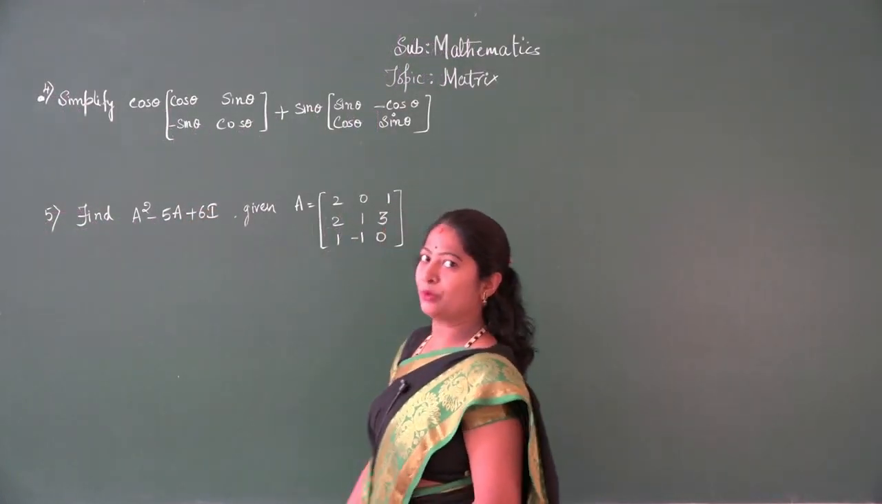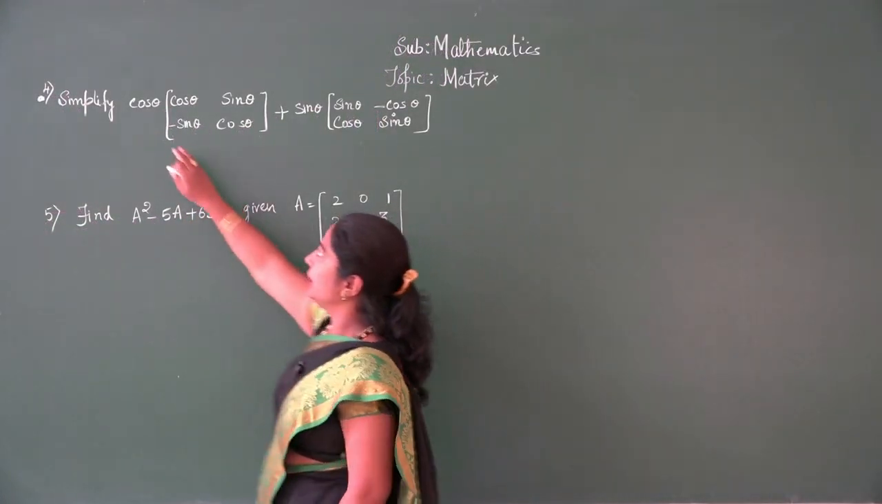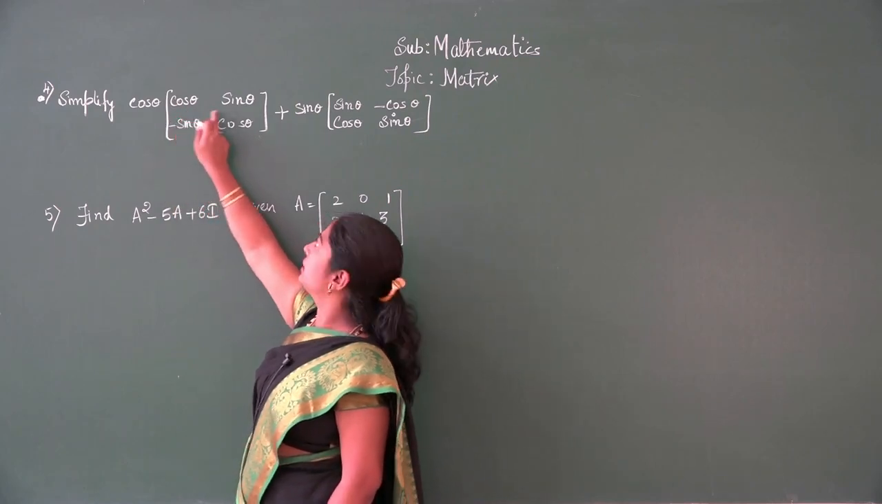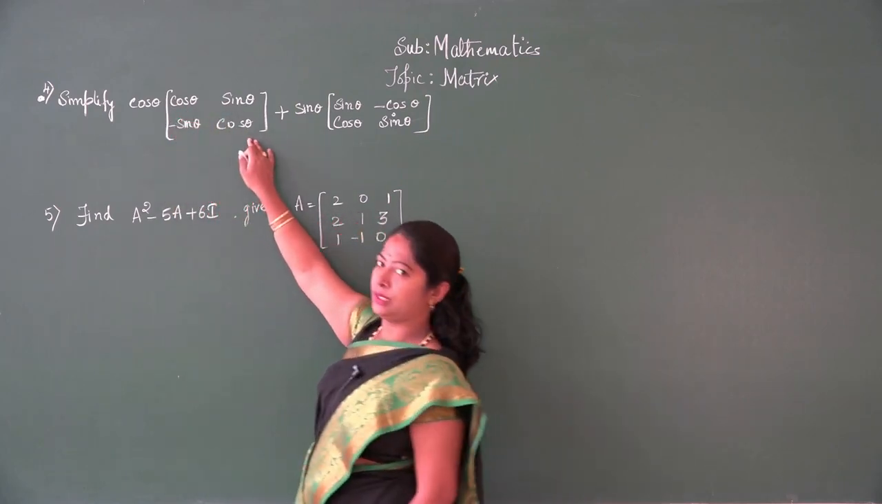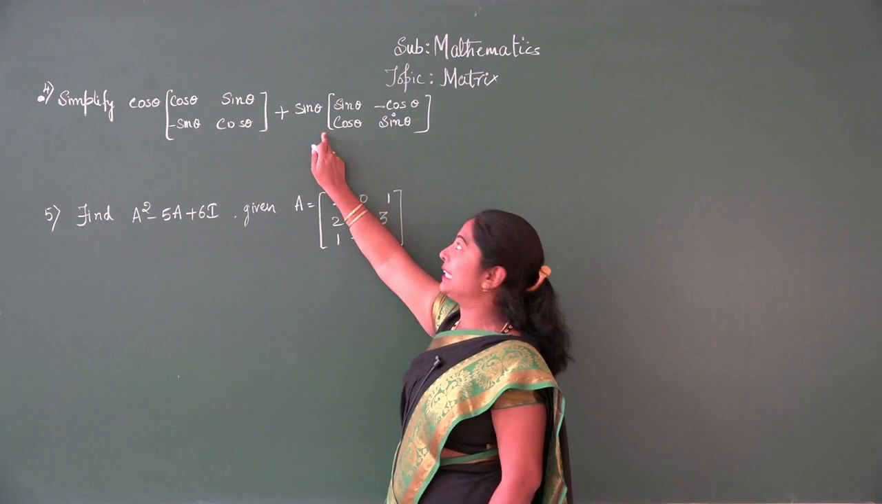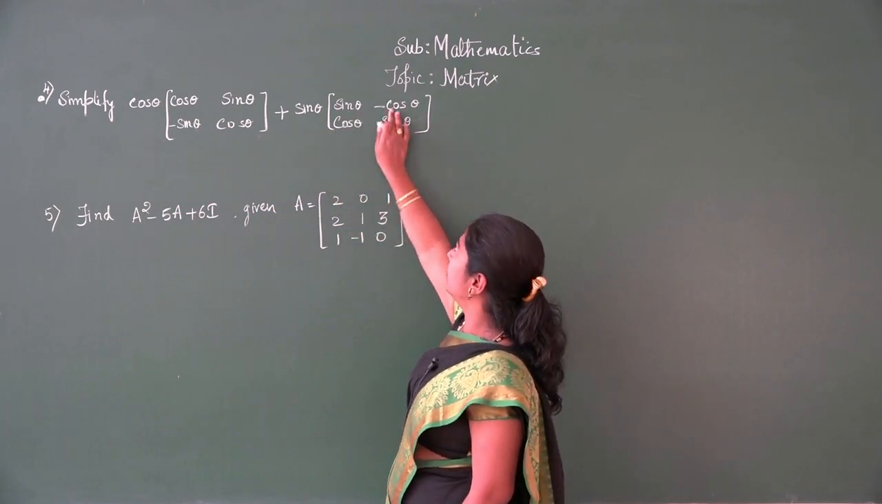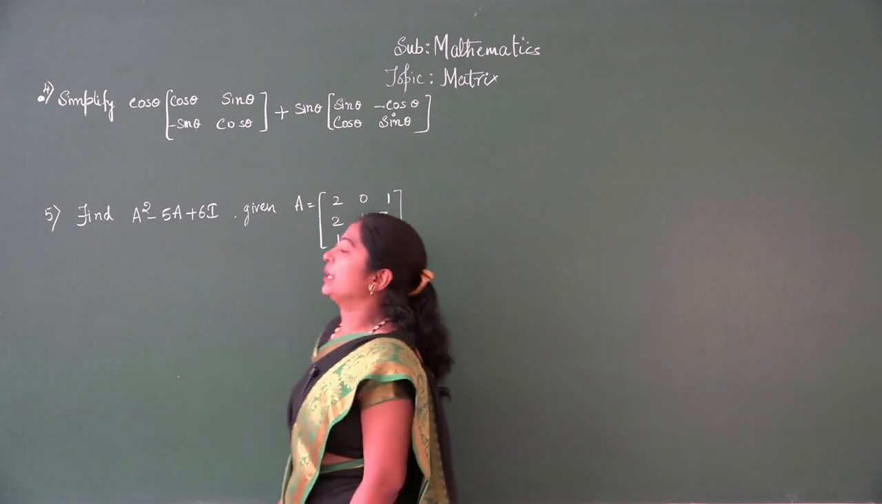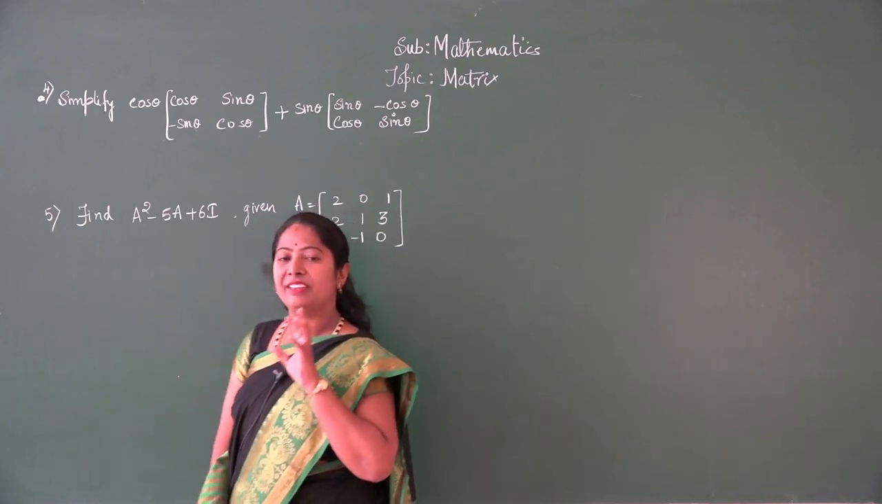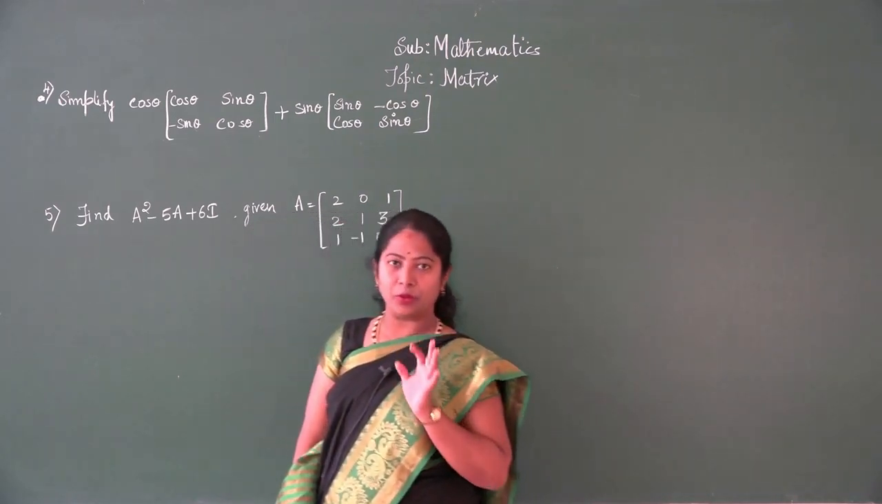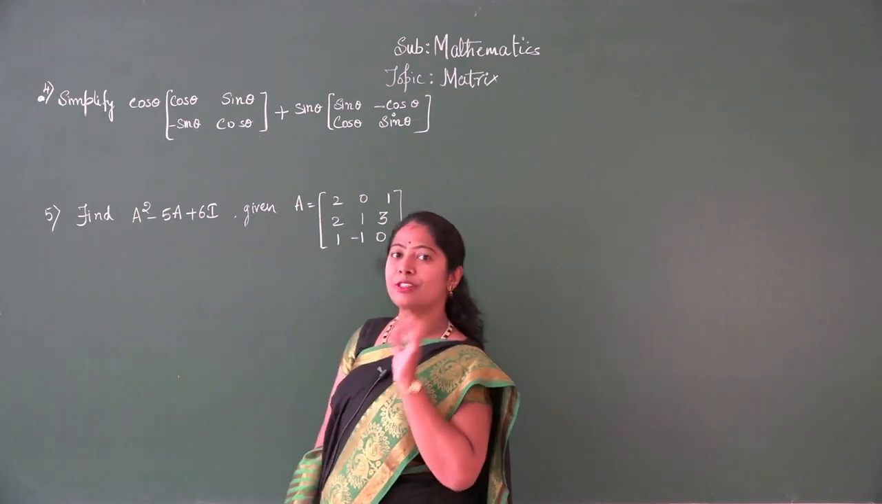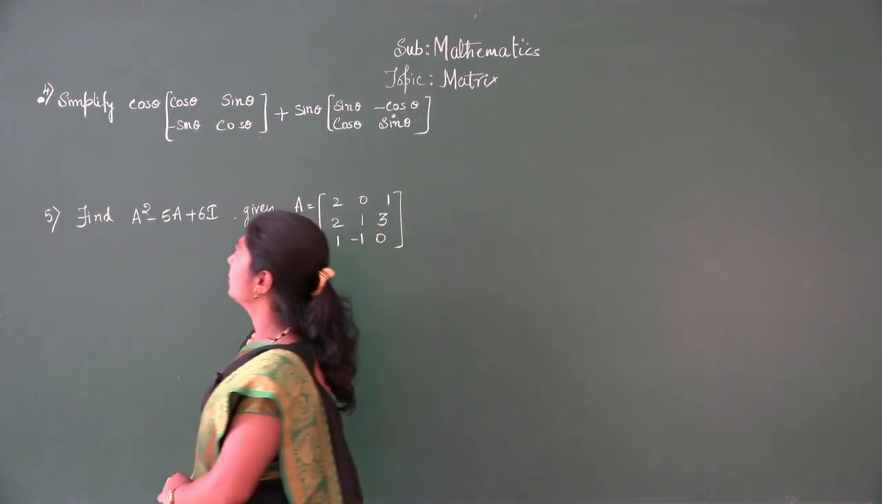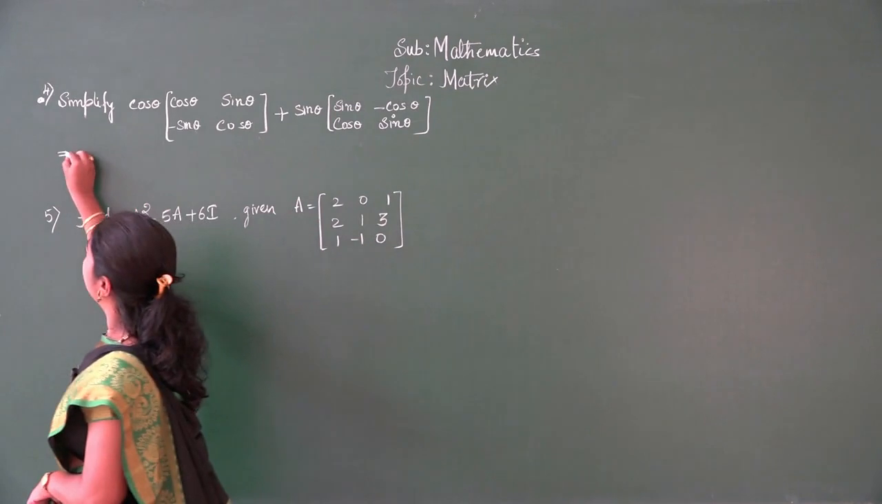Moving on to the next problem, we have: simplify cos theta into the matrix [cos theta, sin theta; minus sin theta, cos theta] plus sin theta into the matrix [sin theta, minus cos theta; cos theta, sin theta]. Looking at the problem, we can identify it is a scalar multiplication problem because cos theta is a non-zero scalar constant. So how do we do scalar multiplication?